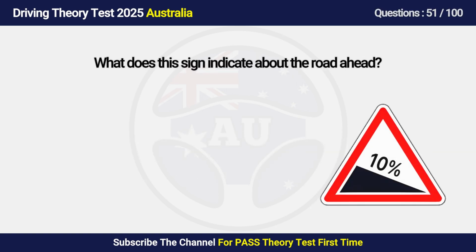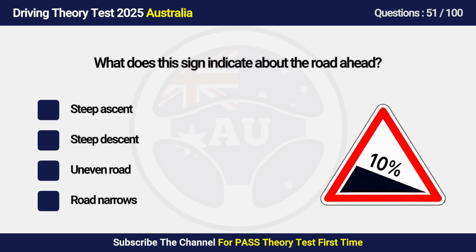Question 51. What does this sign indicate about the road ahead? A. Steep ascent. B. Steep descent. C. Uneven road. D. Road narrows.